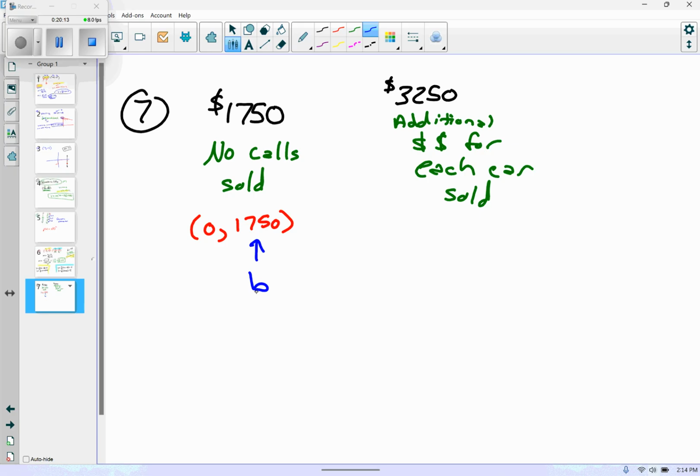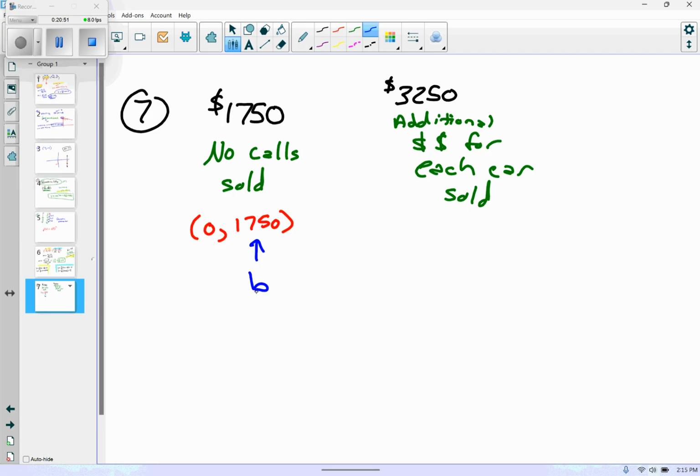Now let's move away from this. Let's think about this in a context. This guy Bob, for every car he sells, he's going to get $3,250 extra dollars. $3,250 for every additional car sold. Now, $3,250, I can't make it as a point. What do you think? If Bob sells one extra car, he gets an extra $3,250.